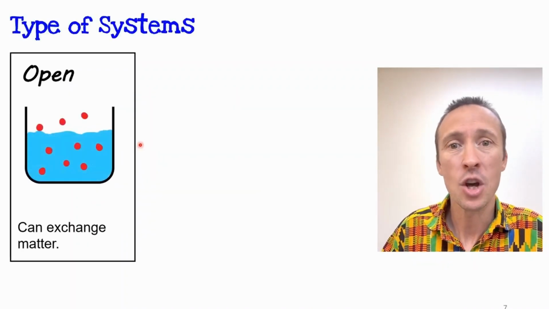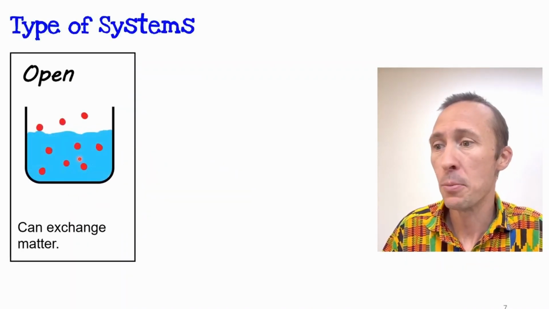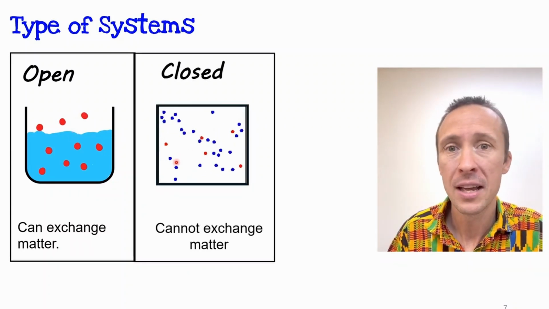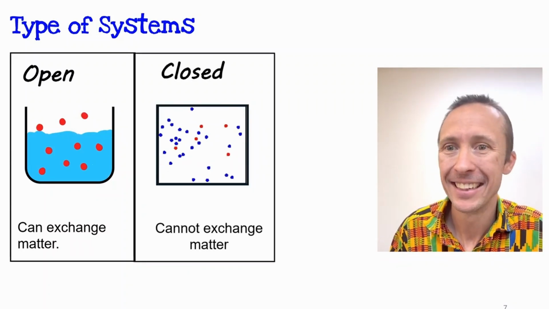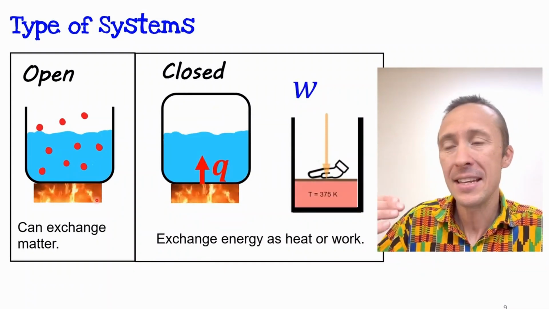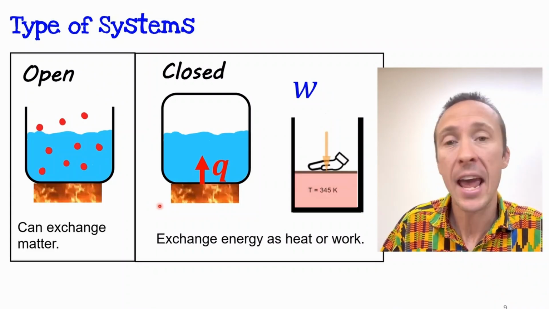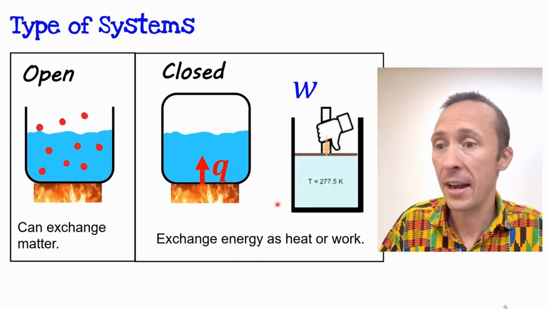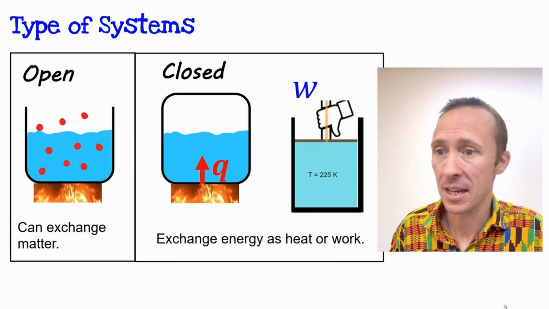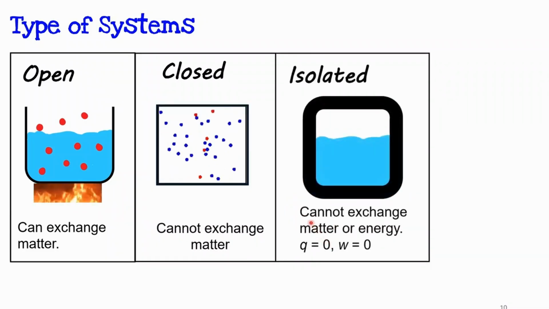If the system is open, it can exchange matter with the surroundings. Mass can come and go. If it's closed, then it can't. But regardless of whether it's open or closed, the system may exchange energy as heat or energy as work with the surroundings. It's going to depend on the boundary and the process. An isolated system cannot exchange matter or energy. So its mass and its total energy are constant over time.